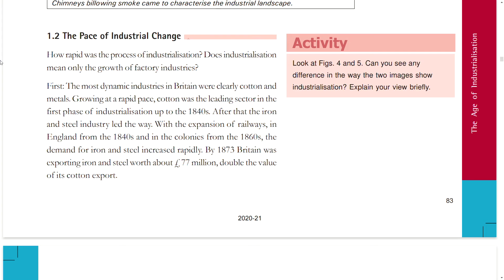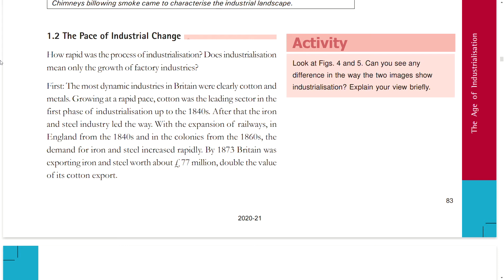The pace of industrial change. Activity. Look at the two figures and see if you can see any difference in the way the two images show industrialization. Explain your view briefly. Comment on this. How rapid was the process of industrialization? Does industrialization mean only the growth of factory industries?